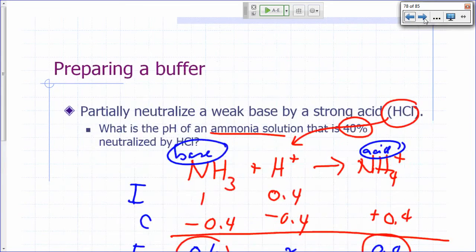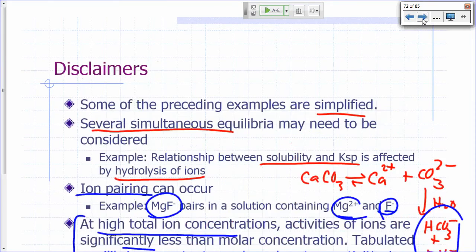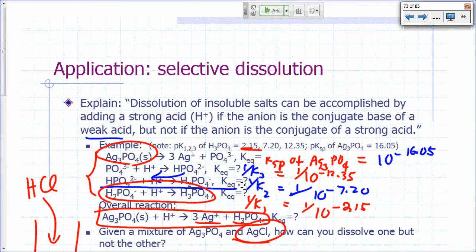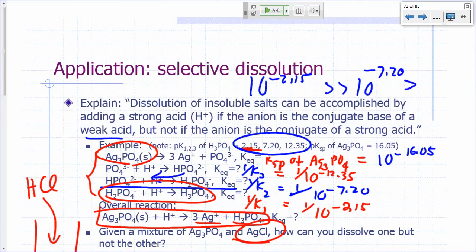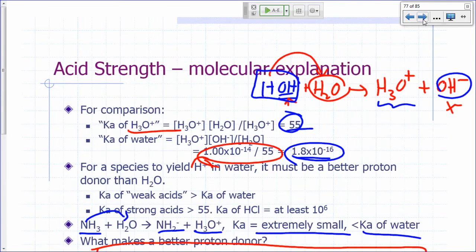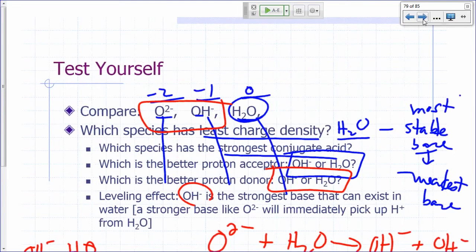Right here, phosphate: 2.15, 7.2, and 12.35. So you can see Ka1 is much larger. Ka1 is 10 to the negative 2.15. That's much larger than 10 to the negative 7.2, much larger than 10 to the negative 12.35. So in the stepwise ionization constants of a polyprotic acid, they usually decrease a lot from one step to the next.